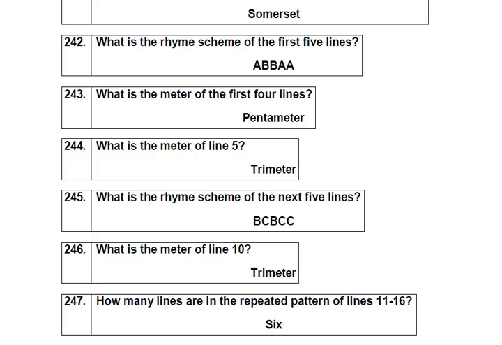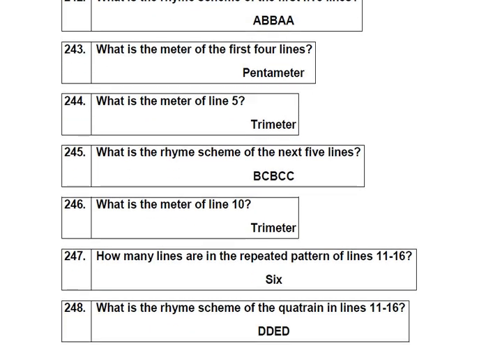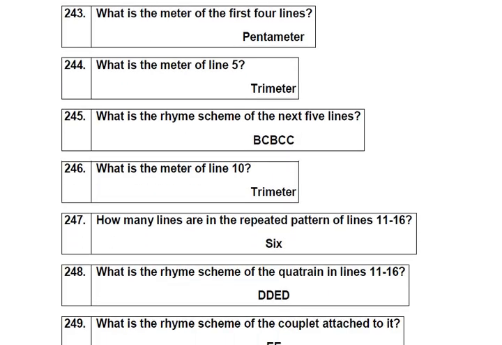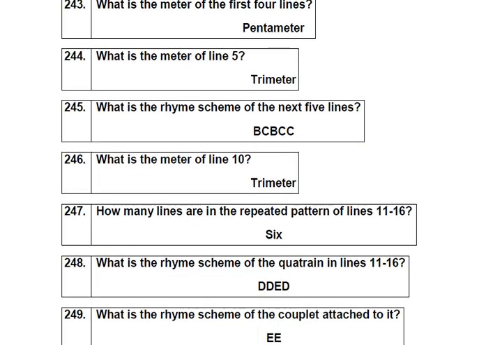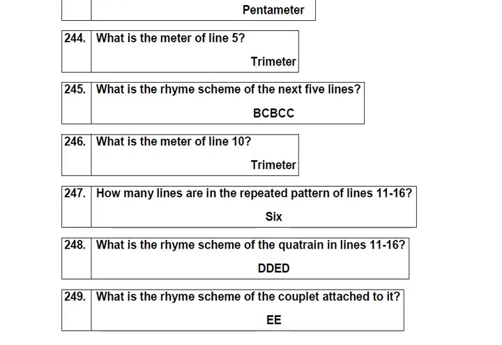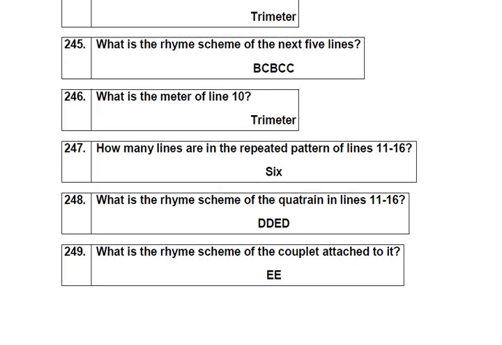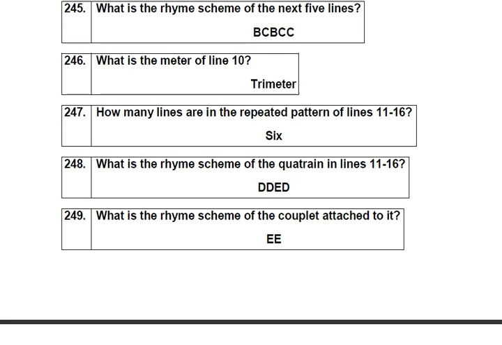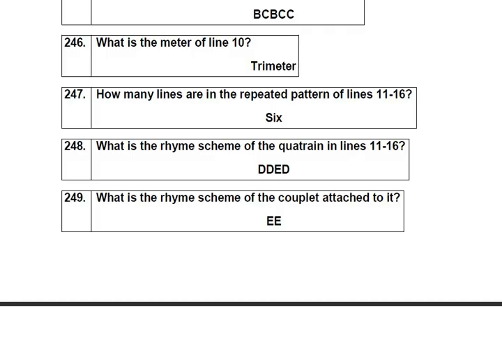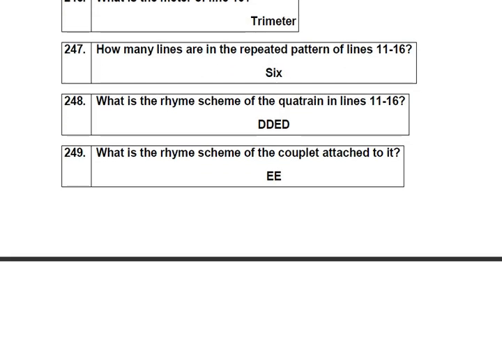What is the rhyme scheme of the first 5 lines? ABBAA. What is the meter of the first 4 lines? Pentameter. What is the meter of line 5? Trimeter. What is the rhyme scheme of the next 5 lines? BCBCC. What is the meter of line 10? Trimeter. How many lines are in the repeated pattern of lines? 11 to 16. 6.